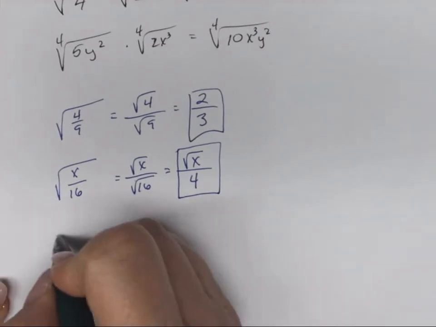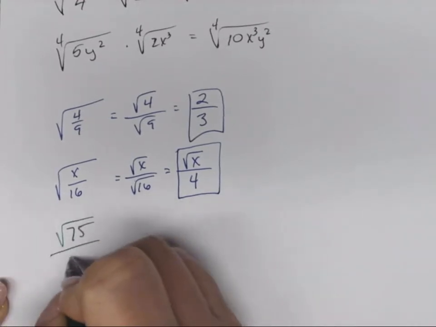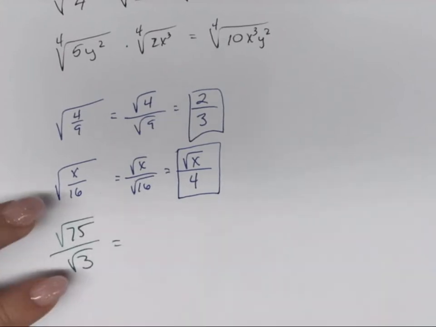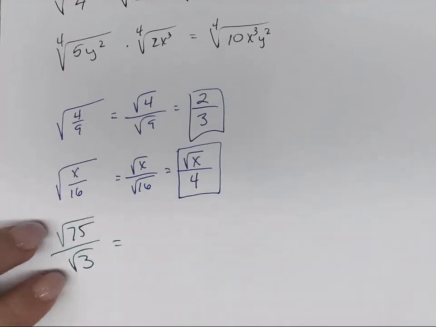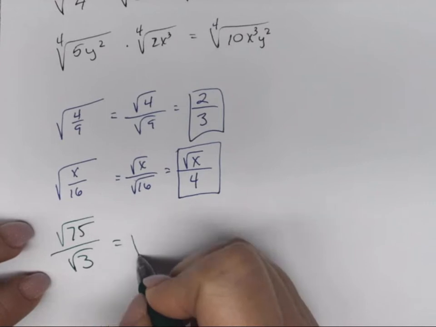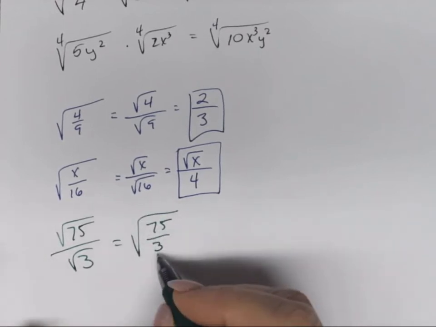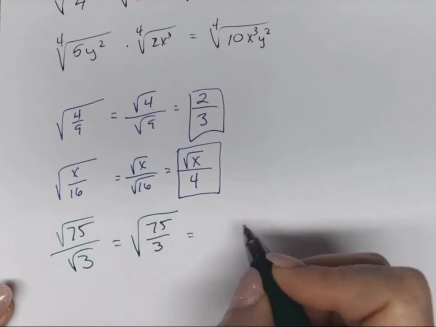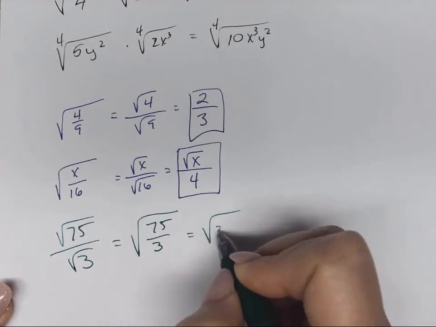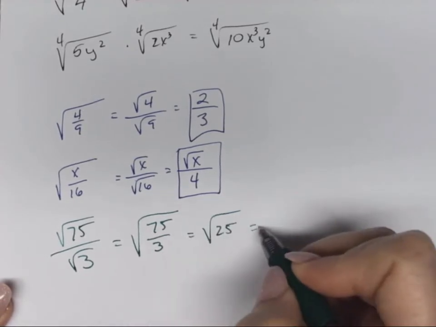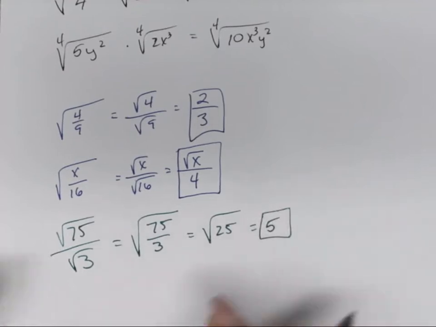All right, in this case, we have the square root of 75 over the square root of 3. This one, I can't do anything the way they are, but if I put it back together under the radical, I can take 75 divided by 3, and 75 divided by 3 is 25, and the square root of 25 is 5. So sometimes you're going to want to put them together in the radical so that you can actually simplify it down.